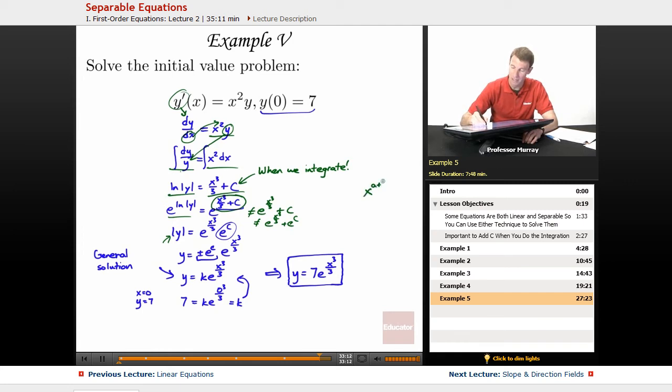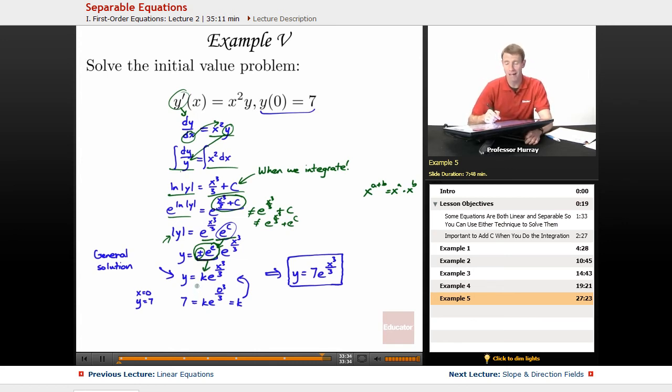We're using the laws of exponents here: x to the a plus b is equal to x to the a times x to the b. So this is e to the x cubed over 3 times e to the c. I pulled that over to the other side, and because I had an absolute value here, I just made it plus or minus. But that whole thing, plus or minus e to the c, is just one big constant that I called k.